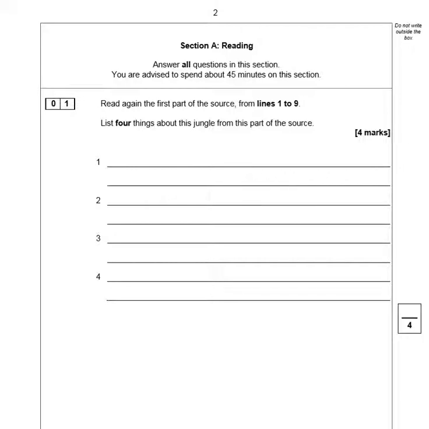So I would always recommend to do more. What you can't do is just copy out directly all of lines 1 to 9. That's 0 marks. It's not asking for your inference, or what it suggests to you, it's just directly list 4 things about the jungle. So we'll do one.